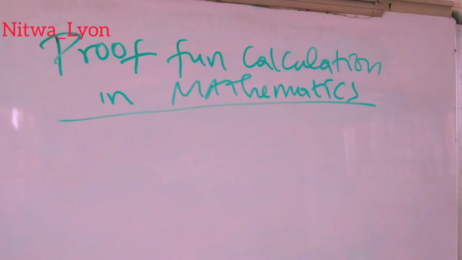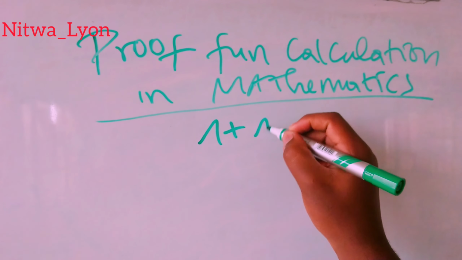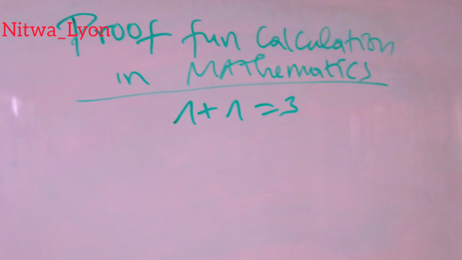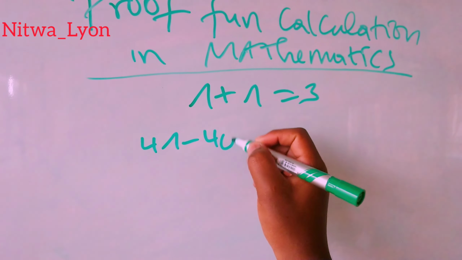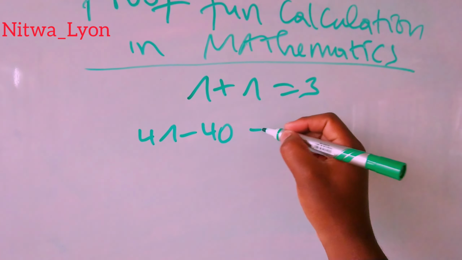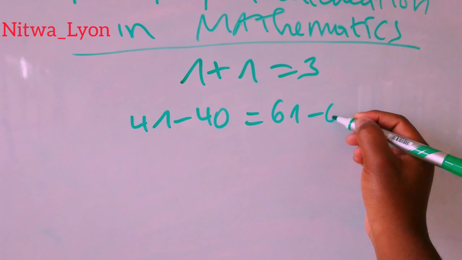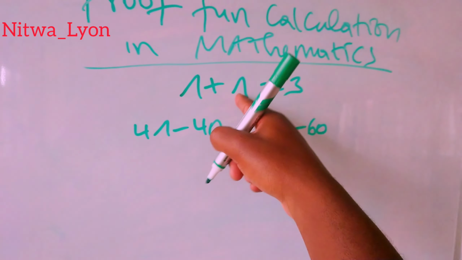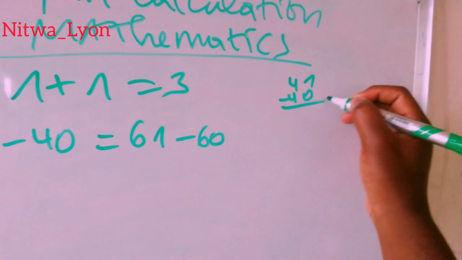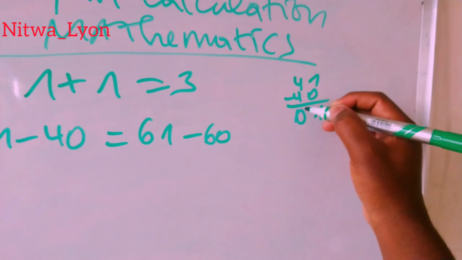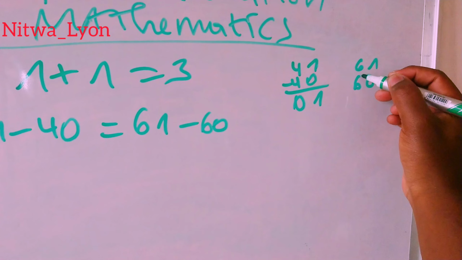Hi guys, I'm going to show you how 1 plus 1 equals 3 in an easy way. You know, if you take 41 minus 40, it will be equal to 1, and then 61 minus 60 equals 1. Then 41 minus 40 is 1, 0; 61 minus 60 is 0, 1.